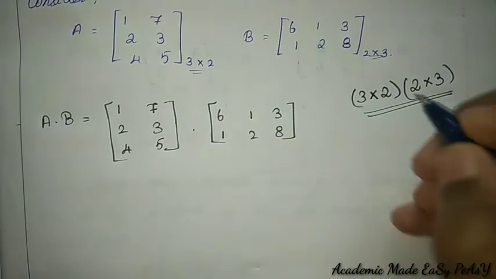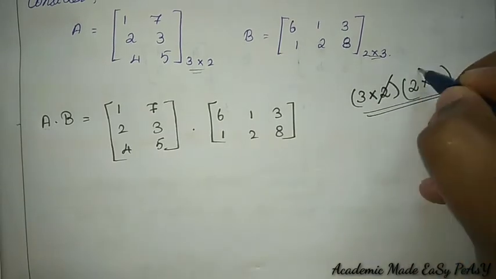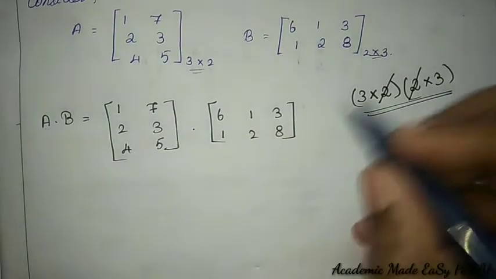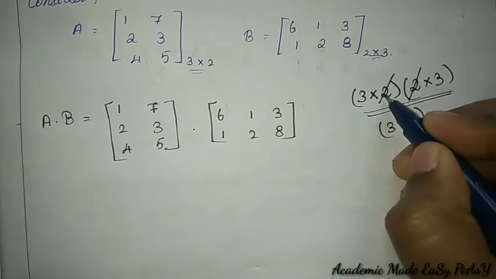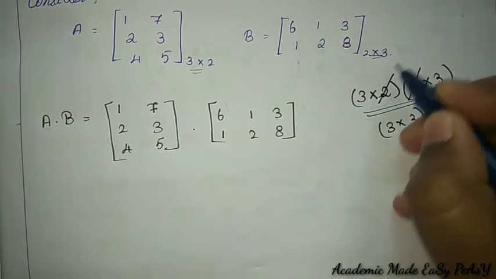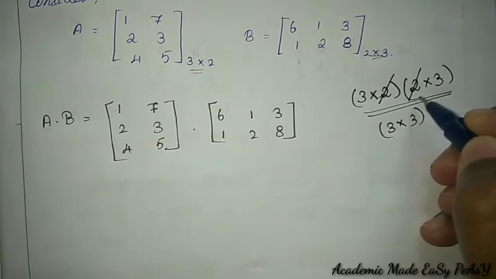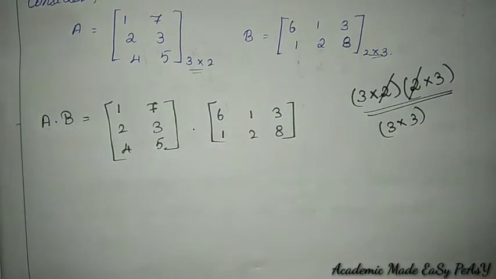So now I have written both these orders, isn't it? So I will be cancelling out these two. Next I will be writing only 3 by 3, the remaining, since here both the numbers are same. So I have cancelled these two. This is the standard form to find the order of the matrix when the orders are different. So 3 by 3. So now I will have a 3 by 3 matrix in the answer.